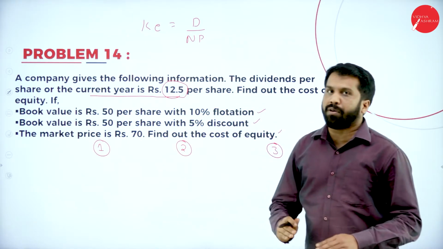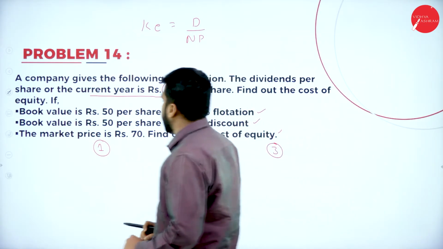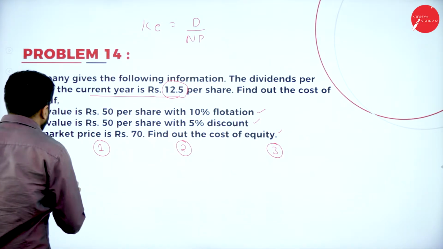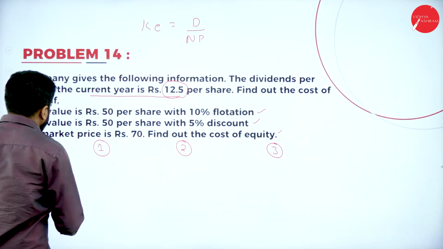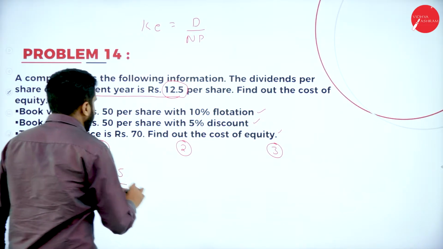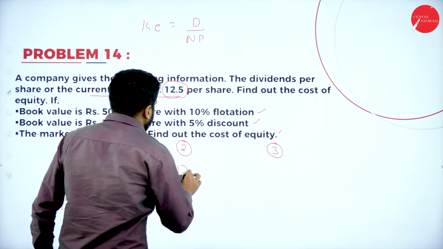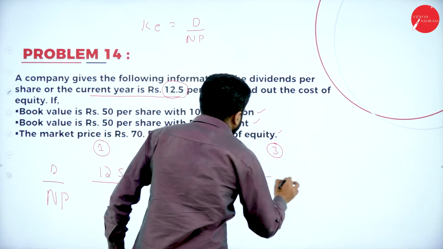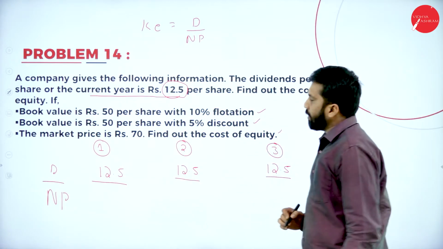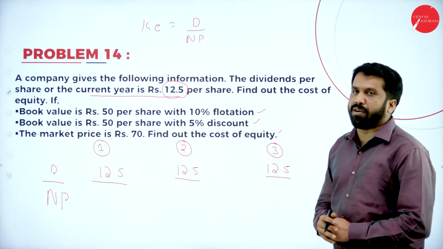It is common for all. It will not change. Now, your dividend is what? Your formula is dividend divided by net proceeds. Dividend is 12.5. Hope you understood. So, dividend is common for all.